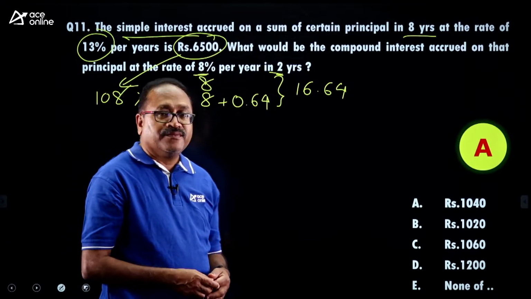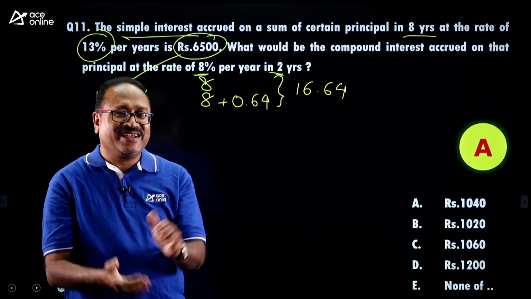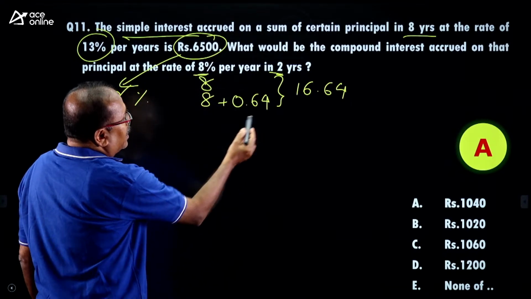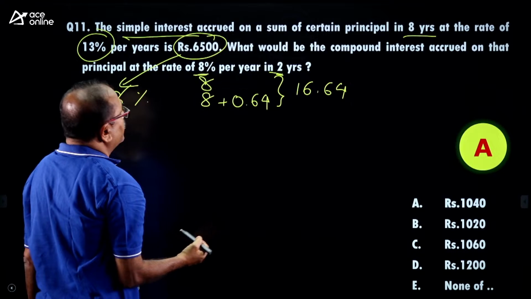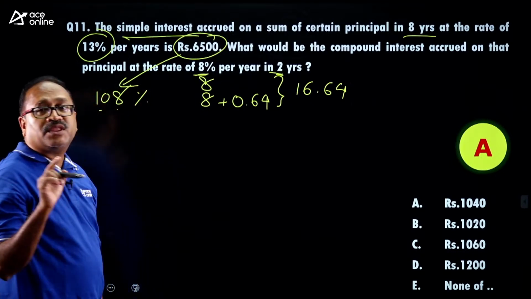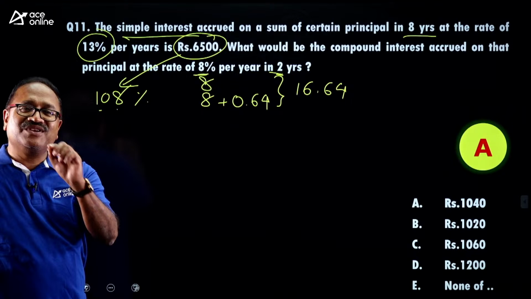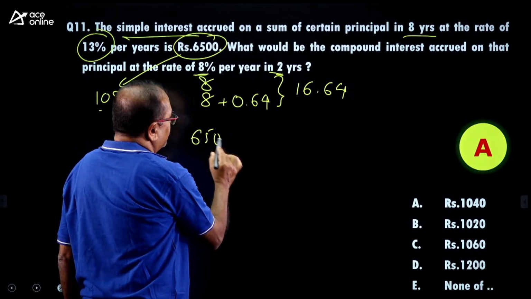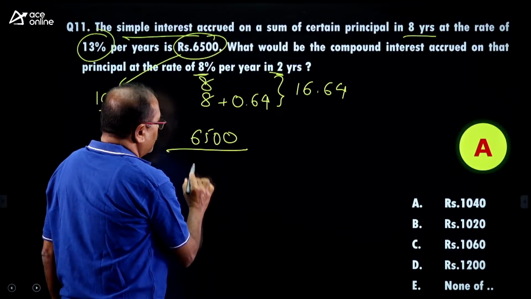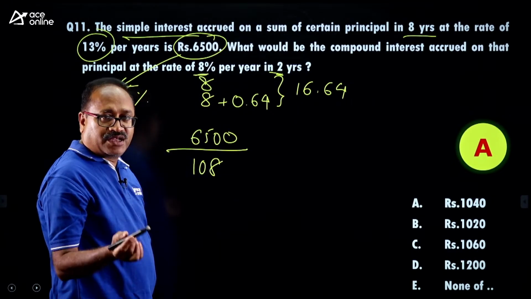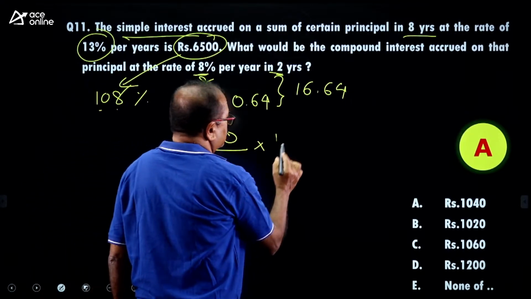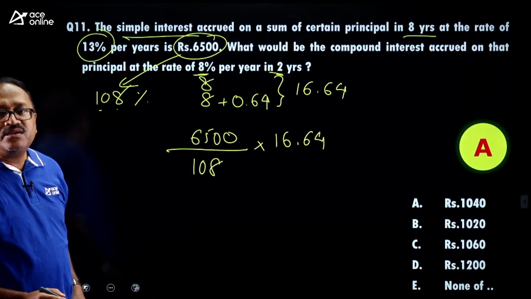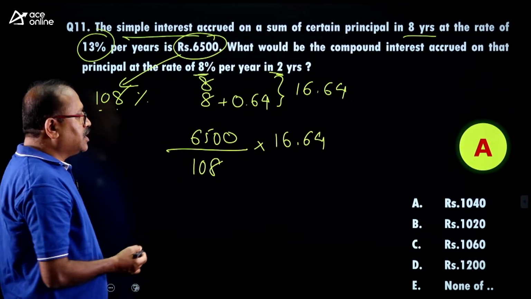Option A. Anyone got the option A? Then that's right. How is it? Let me answer the question here. So I need 16.64%, whereas I already know 108%. It's a simplification only. So that is 6,500 divided by 108. I'll be getting 1%. My requirement is 16.64. Can you make any other changes in that?